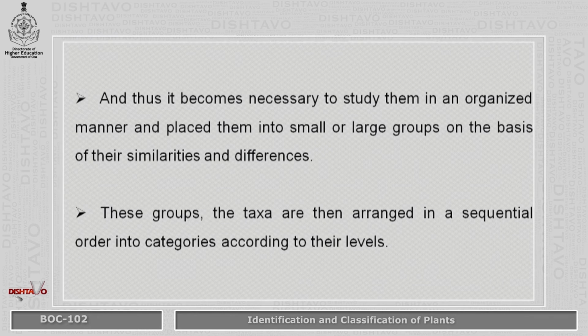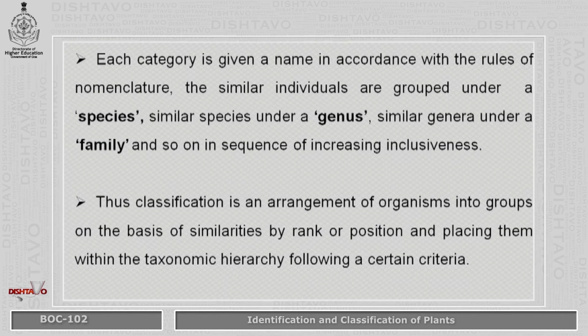These groups, the taxa, are then arranged in a sequential order into categories according to their levels. Each category is given a name in accordance with the rules of nomenclature. Similar individuals are grouped under a species, similar species under a genus, similar genera under a family, and so on. Thus, classification is an arrangement of organisms into groups on the basis of similarities by rank or position and placing them within the taxonomic hierarchy following a certain criteria.